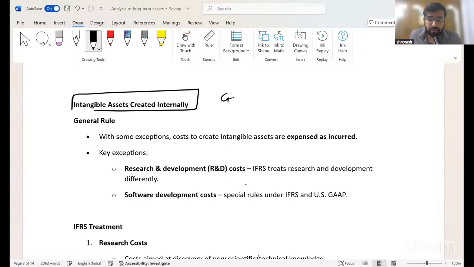Sir, you told us goodwill, that is your self goodwill. What do you call that? Self goodwill or internally generated goodwill. Sir, that goodwill you will not recognize. But you said there's an exception to this. What is that exception? Research and development costs. What? Research and development cost.